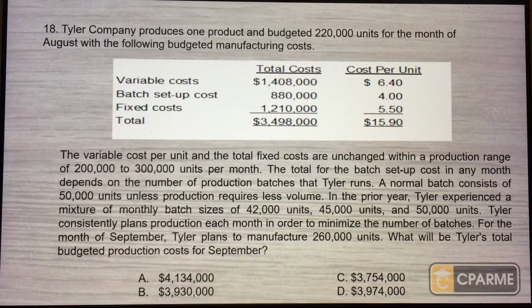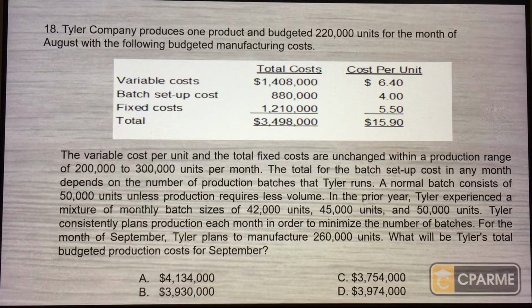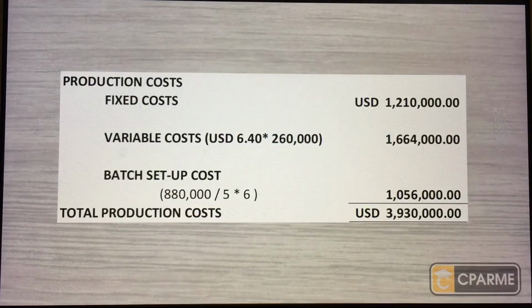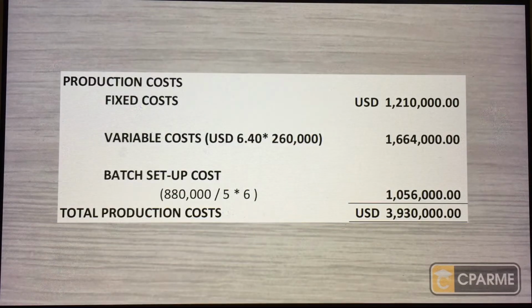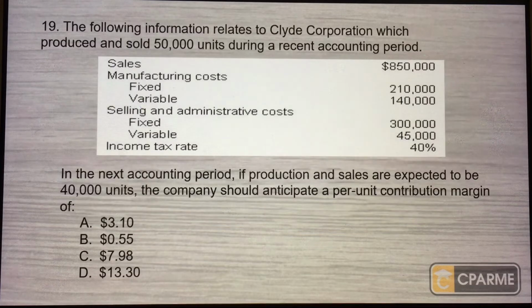So the correct answer for number 18 is 3,930,000, which is letter B. The fixed cost is 1,210,000, the variable cost is 1,664,000, and the batch setup cost is 880,000 divided by 5 multiplied by 6. Total: 3,930,000. Okay, let's proceed with the next one.